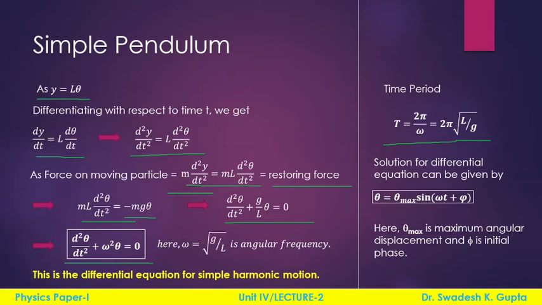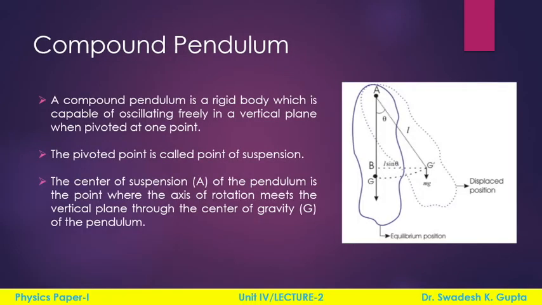And the solution of this differential equation can be given as here: theta equal theta max sine omega t plus phi, where theta max is the maximum angular displacement which we have provided, and phi is the initial phase. Coming to another pendulum, which is the compound pendulum.